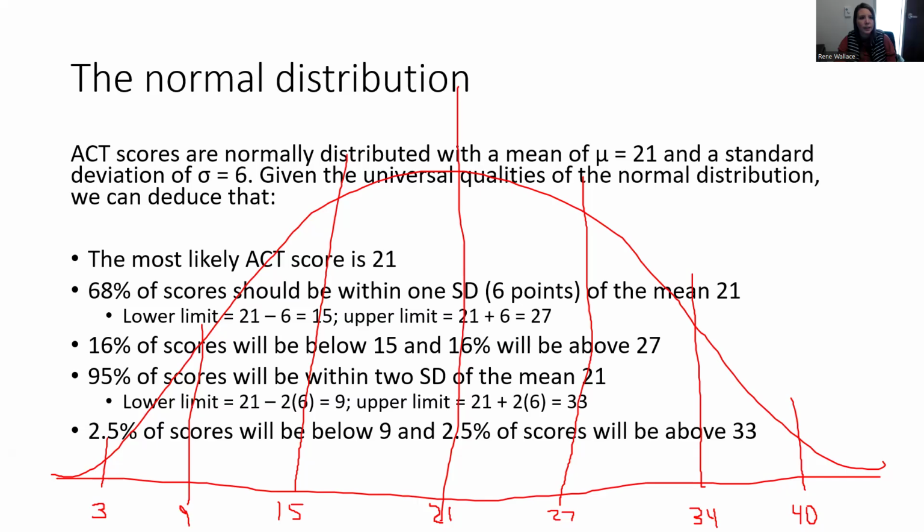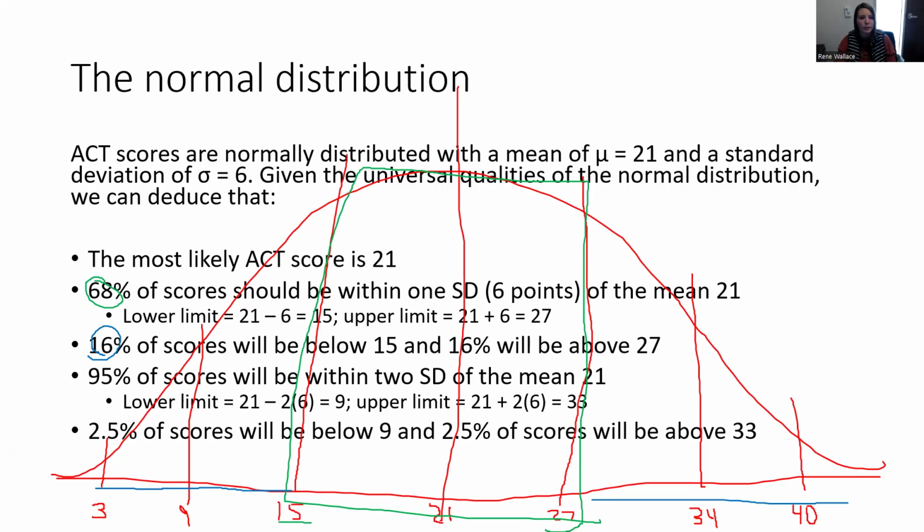This is saying 68% of scores should be within 1 standard deviation, 6 points of the mean. So the lower limit would be 15 here, and the upper limit would be 27 here. So it's saying this is 68% of our scores. And then let me get a different color. 16% of our scores will be below 15, and 16% will be above 27, which would be here.